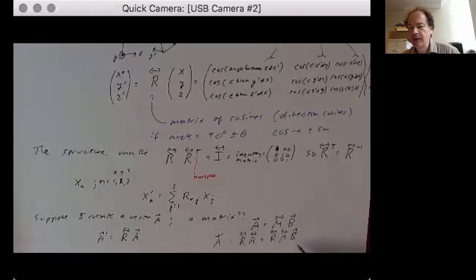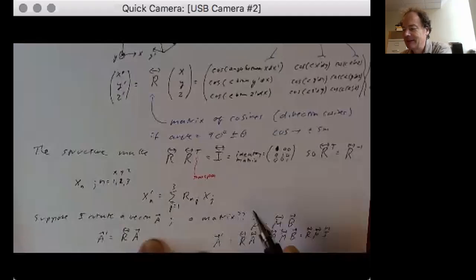Now, I'm stuck over here. I don't have B prime. Right? So if I want a B prime, I really need to have an R in front of it. And if I have an R in front of it, I wreck my equation, until I realize I can always insert the identity matrix. And so this is equal to R M I times B, with I being this, which is equal to R M R transpose R times B.